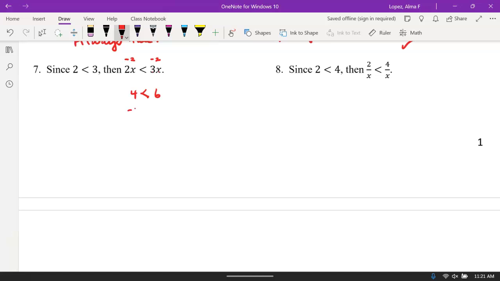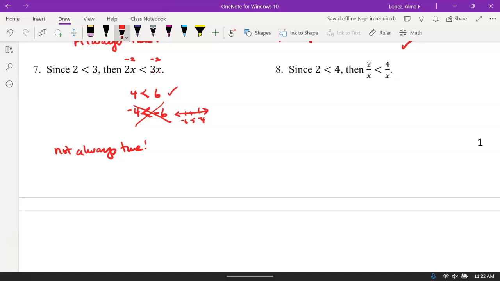2 times negative 2 is negative 4. And 3 times negative 2 is negative 6. Okay, this one worked, but this one does not. If I look at my number line, negative 6, negative 5, negative 4. Negative 4 is not smaller than negative 6. It's further to the right, and that's where the bigger numbers are, right? So this one is not true. So this one is not always true. And my tip for that is try a positive and a negative anytime you're dealing with multiplication and division.